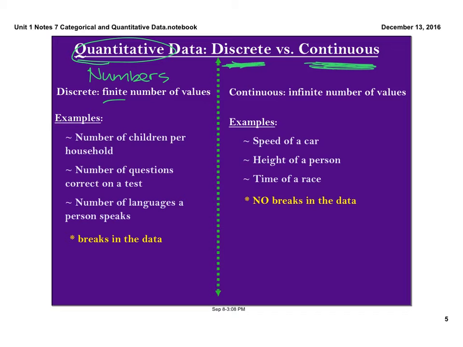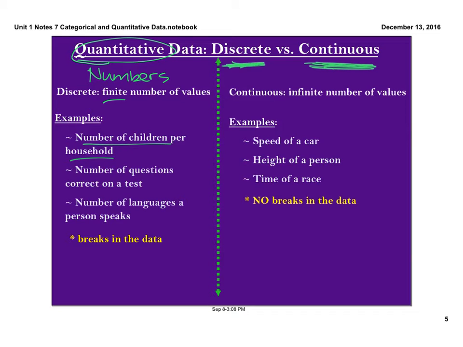So some examples of that, number of children per household. If I asked everybody in the school, how many kids live in your house? You're either going to answer 1, 2, 3, 4, 5, 6, maybe 9, maybe 12, but you're not going to answer 4.5, and you're not going to answer 2.8675. Okay, it's a finite number of values because there's nothing in between the 1 and the 2. There's nothing in between the 2 and the 3.